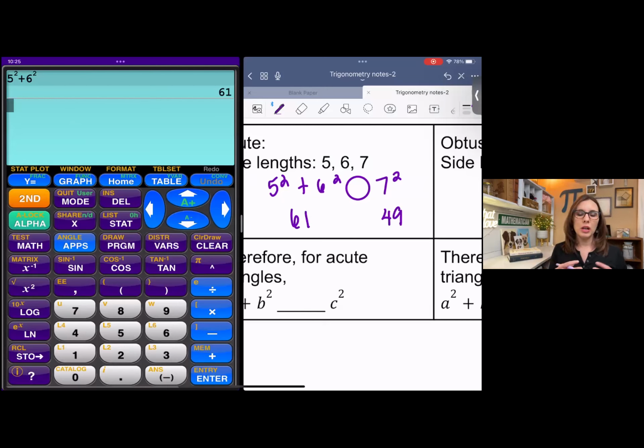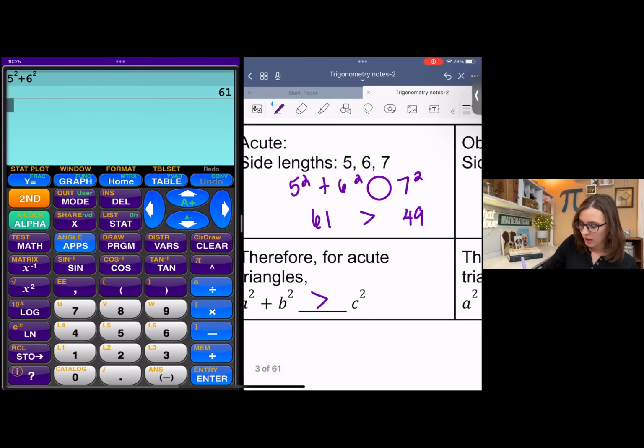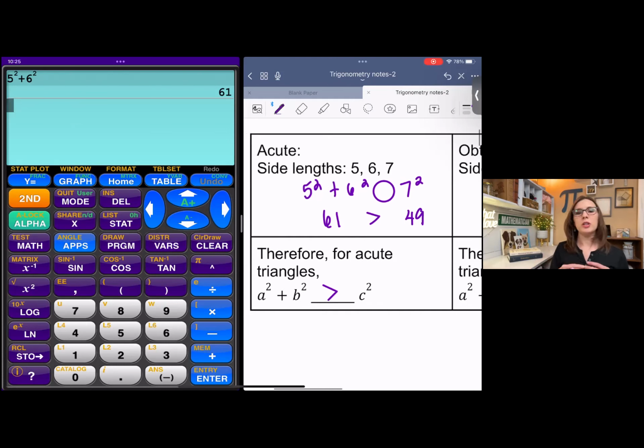So if I were to use an inequality or an equal sign to describe this relationship, 61 is greater than 49. So a squared plus b squared is greater than c squared. So for acute triangles, if you're trying to determine what type of triangle it is, if you come up with this relationship, a squared plus b squared is greater than c squared, then it is an acute triangle.